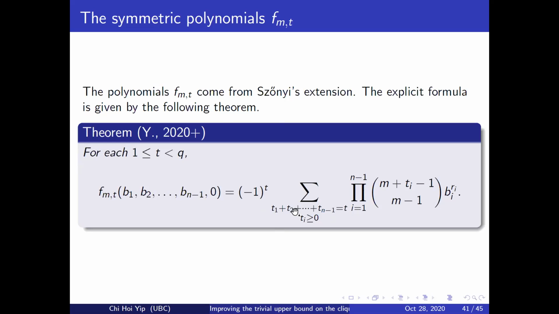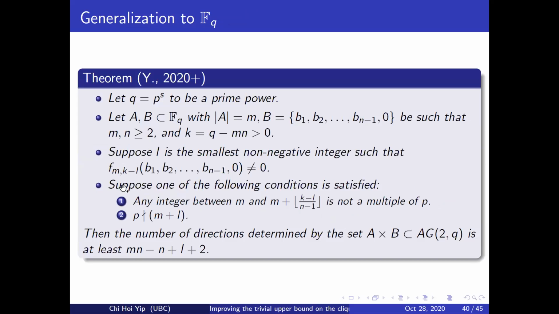So it's very complicated and it's hard to study the distribution of roots, but we can just keep it as is at this moment. And for this theorem, we need to further assume that one of the following conditions is satisfied. The first condition is that any integer between m and m plus (k minus l) over (n minus 1) is not a multiple of p. And the second condition is p does not divide m plus l.